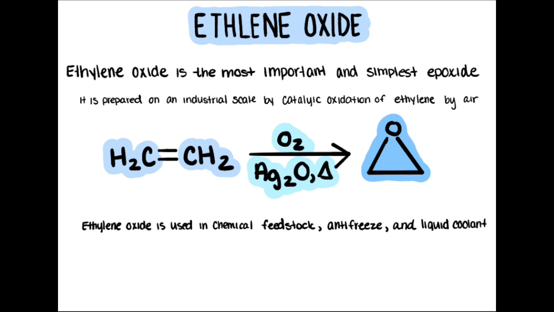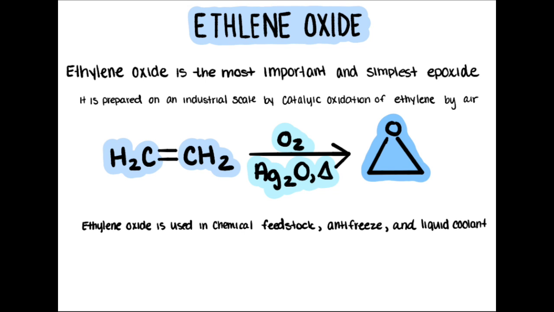Ethylene oxide is the most important and simplest epoxide. It is prepared on an industrial scale by catalytic oxidation of ethylene by air. As you can see pictured below is a chemical reaction with ethylene oxide as the product.